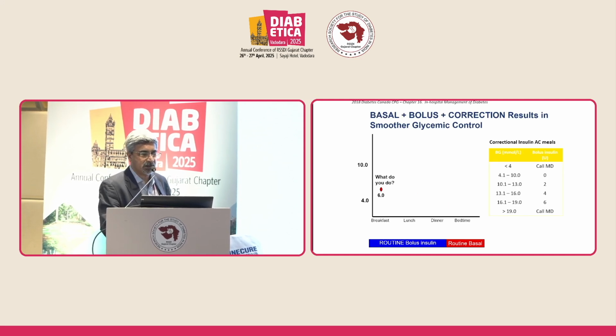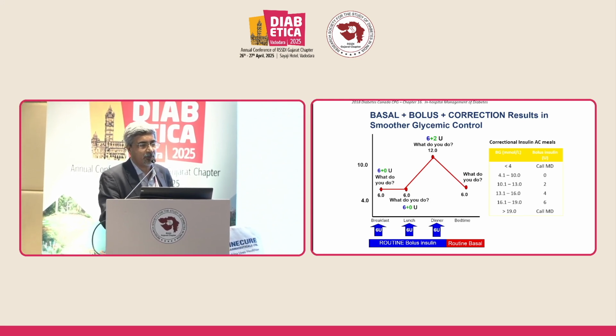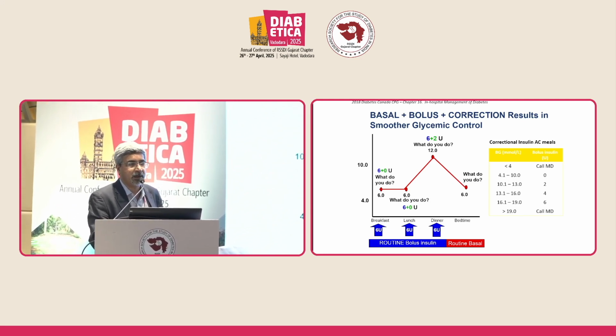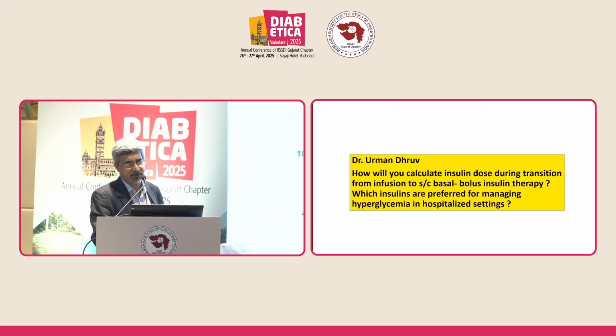So this is a patient. You have given him 6 units before breakfast, 6 units before lunch. Now at dinner, his sugars are high. So he will require not only 6 units, but also a correction bolus to cover that extra pre-meal sugar. So he will require 6 plus 2 units. That is, 2 is correction and 6 is bolus. And that way you can bring down his glucose again to the range, that is 140 to 180. This is the way you give insulin in hospital settings.